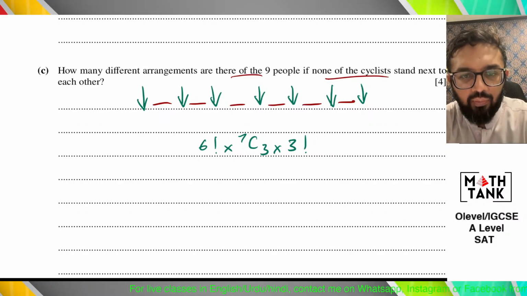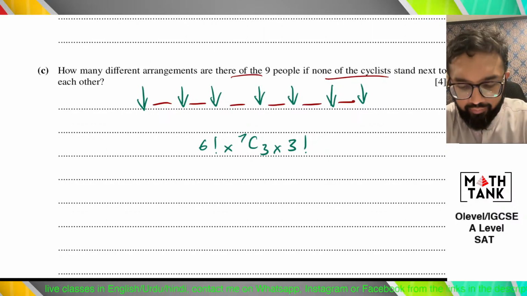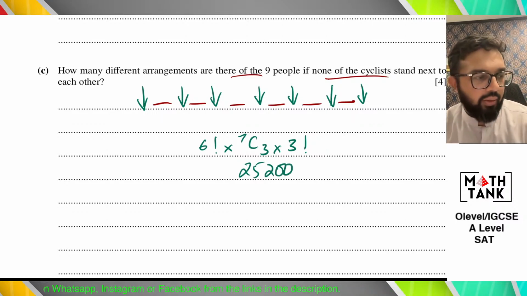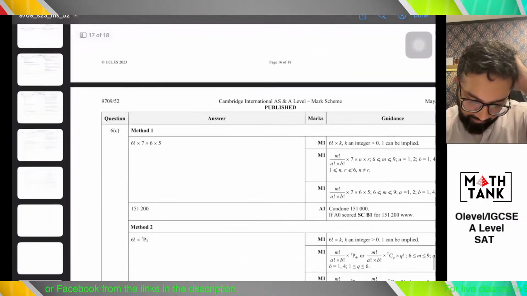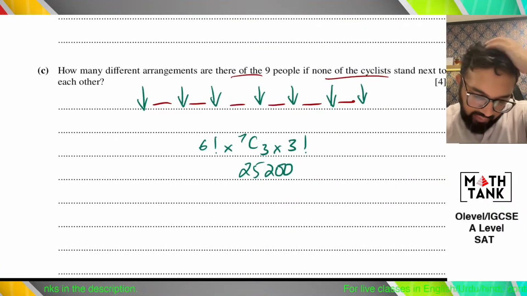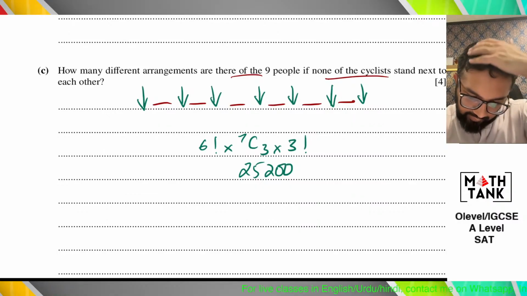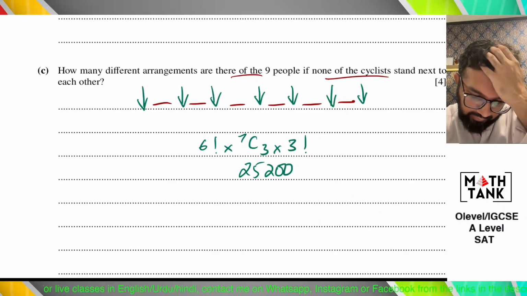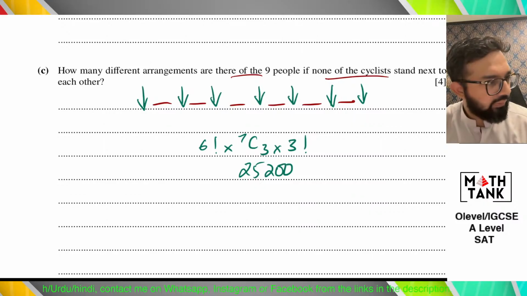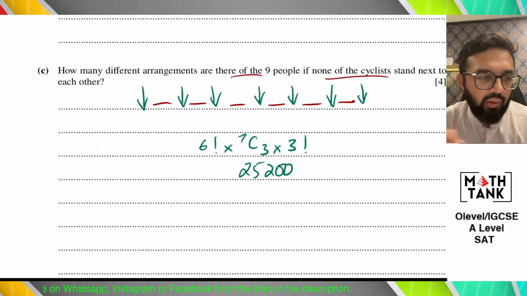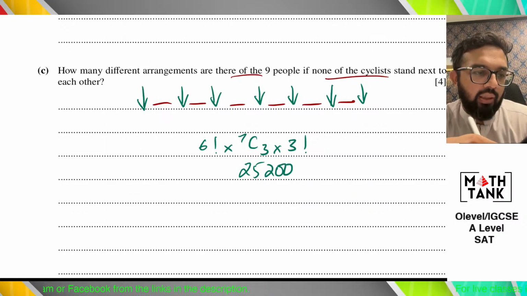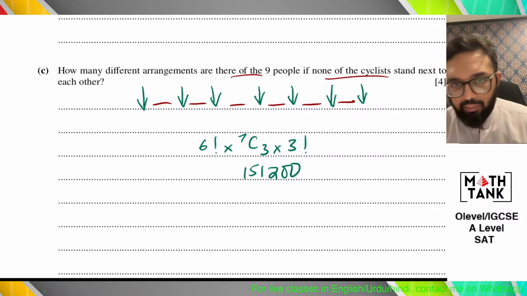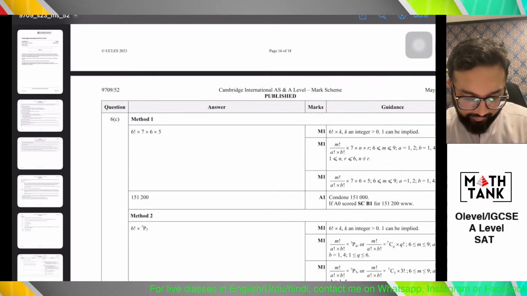120, 25200. I've missed something. I've done an incorrect calculation. I made a mistake on the calculator, the rest of the things are correct.